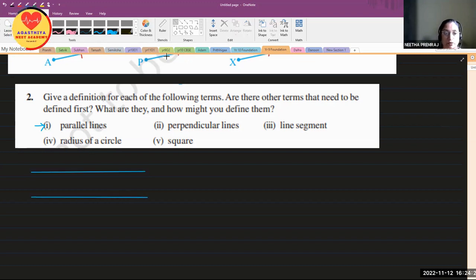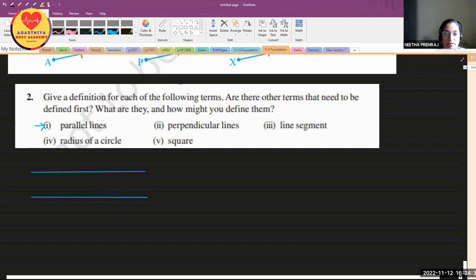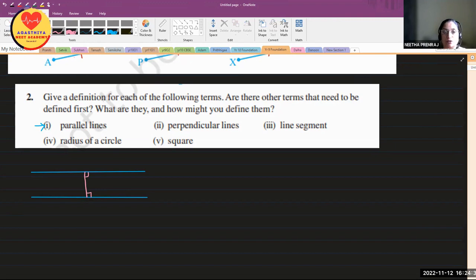You can give two points. One point is that however far you extend, they don't meet. Next, you could say the perpendicular distance between them is always constant. Wherever you measure, the distance will be the same throughout its length. That's all, two points you can say about parallel lines.